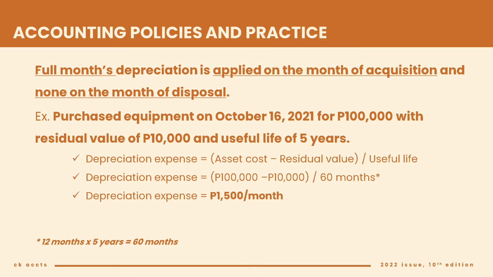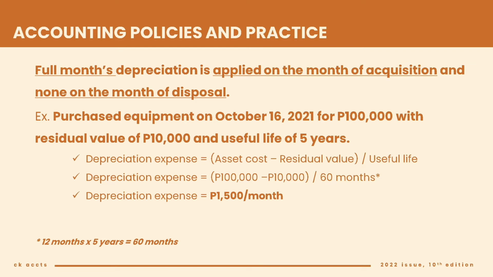So, para medyo magkaroon din tayo ng idea pa, na-discuss ko na rin naman to nung nakaraang video. So, ulitin lang natin. So, again, for example, nag-purchase ka ng equipment on October 16, 2021 with 100,000 pesos. So, ito naman ay ano lang, para makita nyo lang kung paano kinukuha yung depreciation expense. Okay? So, for us to get the depreciation expense, we have to deduct residual value from asset cost. So, that's 100,000 minus 10,000 divided by the useful life of 60 months. So, bakit siya naging 60 months? Because 12 months times 5 years is equals to 60 months.